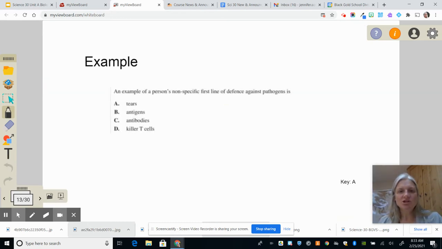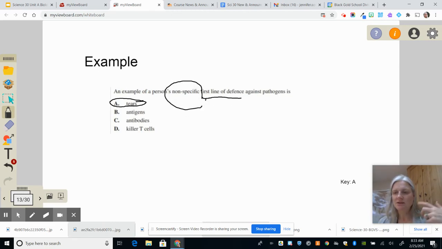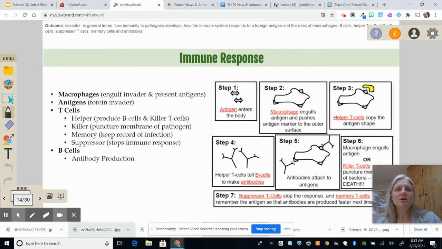So an example question you might see on a test: you have an example of a person's non-specific first line of defense against pathogens, which is tears. All right, so that non-specific first line of defense, these are what we're talking about when we're talking about those physical defense barriers that our body has created. Now we're going to get into the specific immune response.